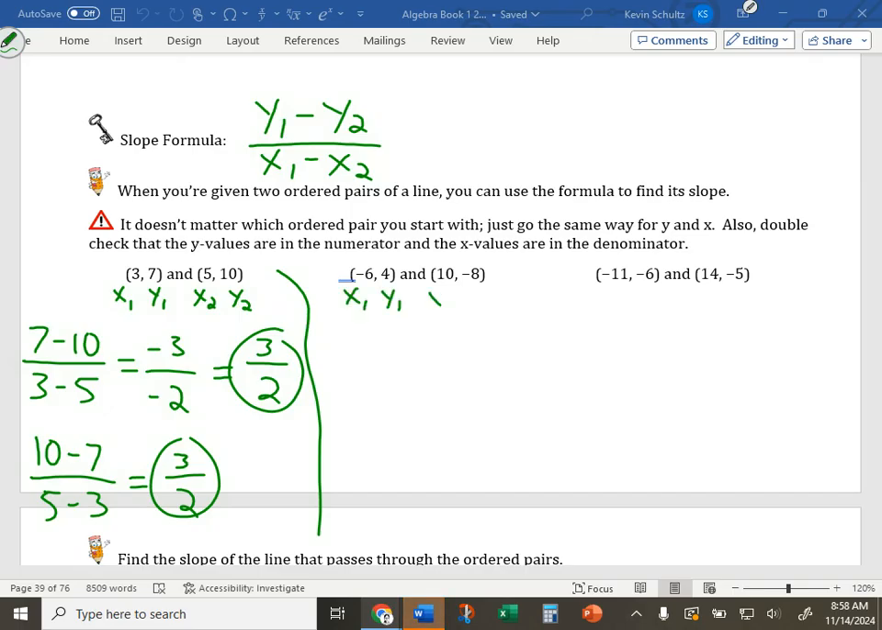The next one, do it yourself. Label x1, y1, x2, and y2. Use the formula, simplify it, and see what we come up with.